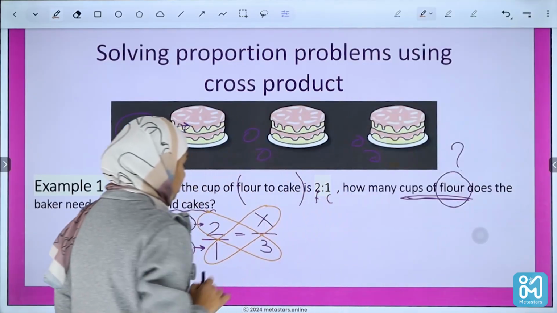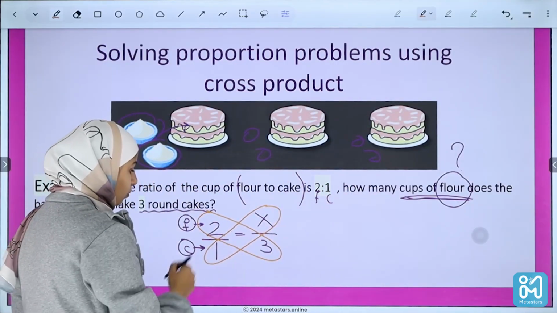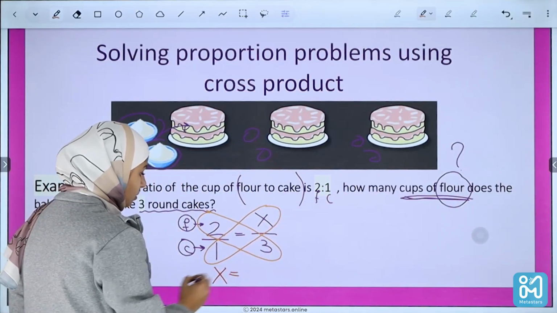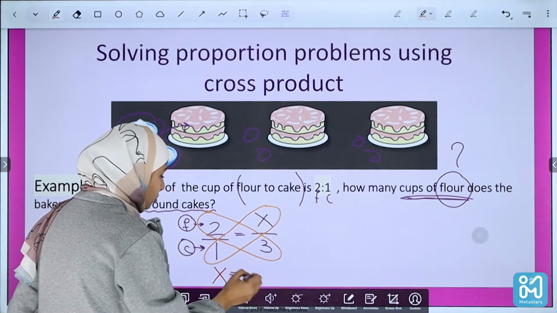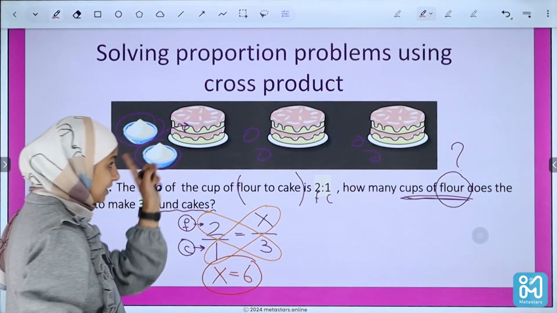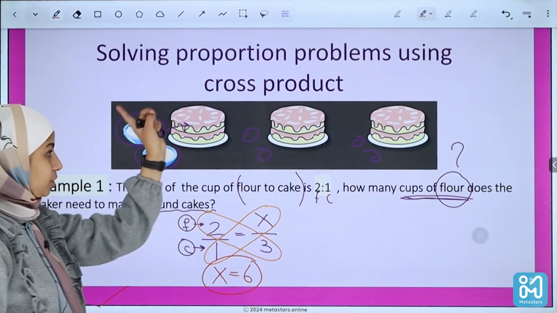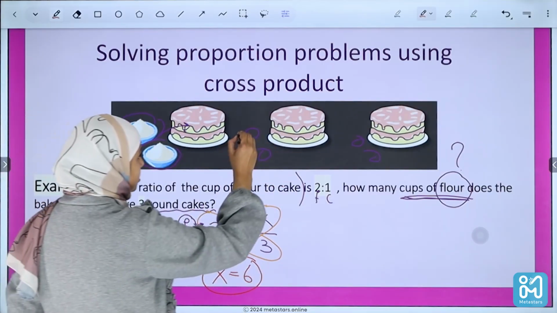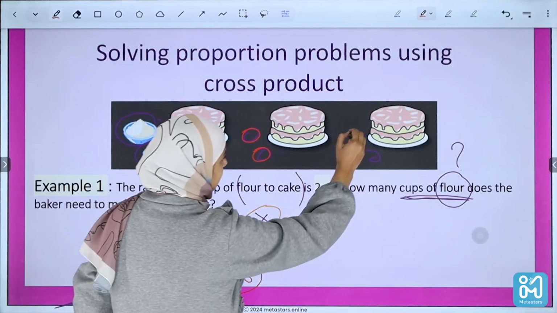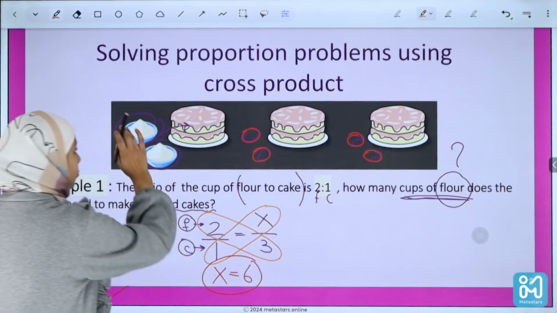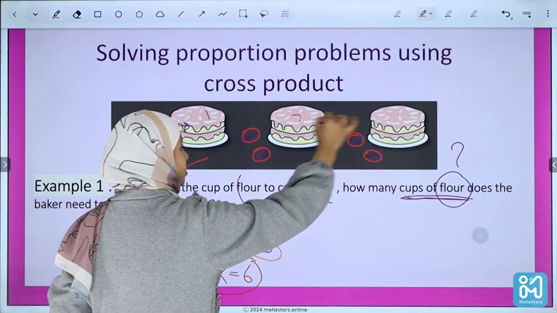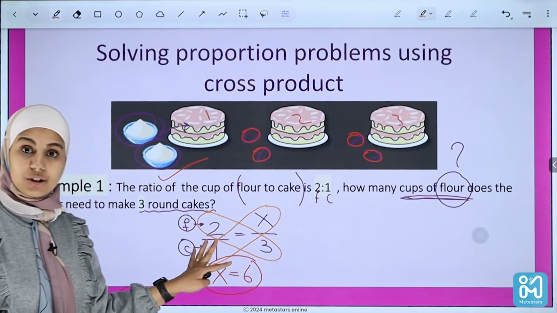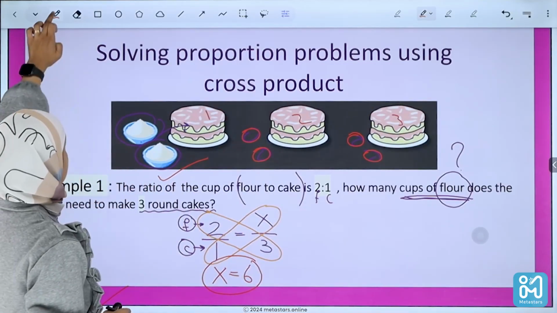Let me use red for calculations. Okay, x times 1 is x, equals 2 times 3. So 2 times 3 is 6. I need 6 cups of flour to make 3 cakes. So is it logical? Can you see? 1, 2, 3, 4, 5, 6. Excellent. To make 1, 2, 3 cakes. Logical? Yes. It makes sense.